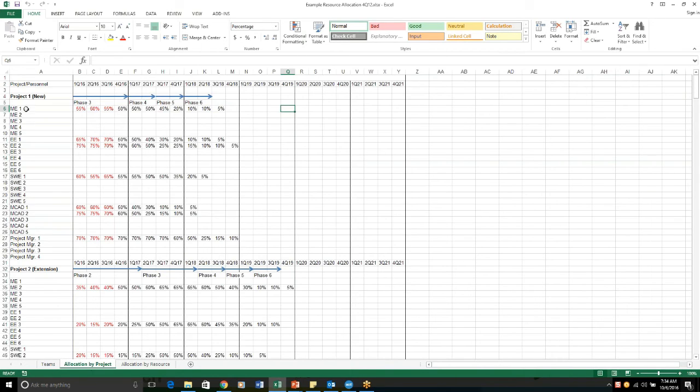But at some point you've got to think about the projects and lining up those resources and trying to figure out what kind of loading you've got on the system. So in this worksheet, we're looking at resource allocation by project.